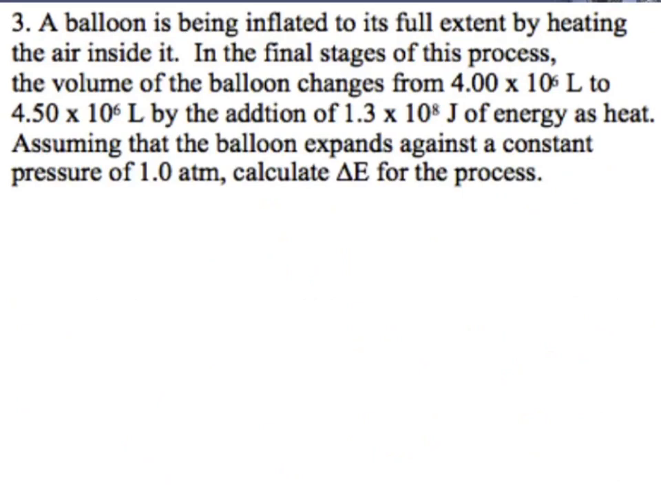All right, a balloon is being inflated to its full extent by heating the air inside it. In its final stages of the process, the volume of the balloon changes from 4.00 times 10 to the 6 liters to 4.50 times 10 to the 6 liters, by the addition of 1.3 times 10 to the 8 joules of energy as heat. Assuming the balloon expands against a constant pressure of 1 atmosphere, calculate the delta E for the process. So my overall goal is solving for delta E, right? And delta E is equal to Q, my heat, plus my work.